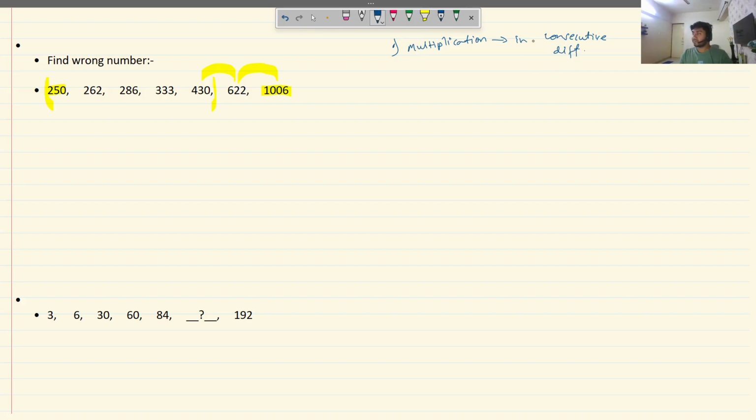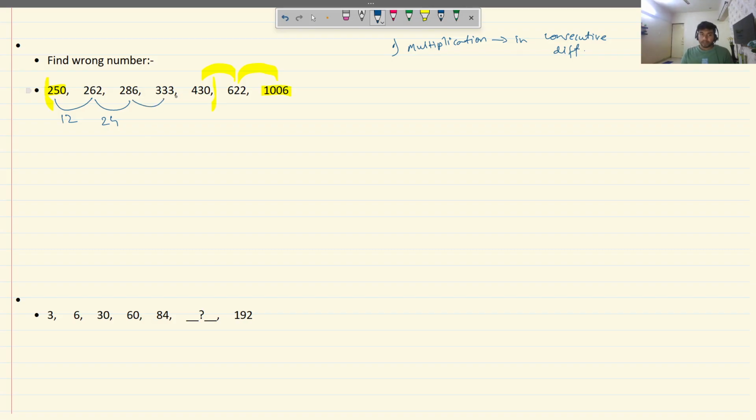Whenever I say consecutive difference, that means the difference between the consecutive numbers given in the series. Some kind of multiplication might be involved. Squares and cubes may or may not be involved. Let's see. Let's calculate the consecutive difference first. So 262 minus 250, difference is 12. 286 minus 262 is 24. There we go. 12 into 2 is 24. There is multiplication involved with 2.